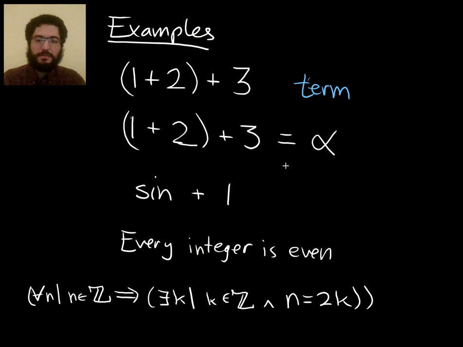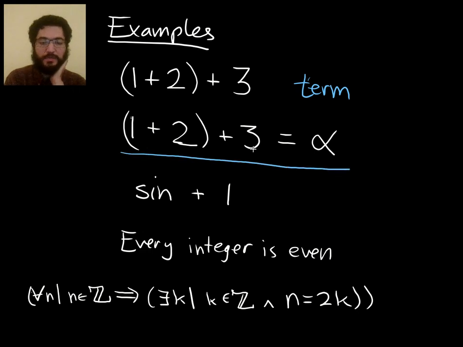So here's another way to think about it. Instead, just ask yourself, does this refer to something? Or does it assert something? Or neither? This refers to something, so it's a term. 1 plus 2 plus 3, that's a thing, so it's a term. If it were to assert something, like this one says 1 plus 2 plus 3 equals alpha. That says something. I could put a period here. It's like a sentence.